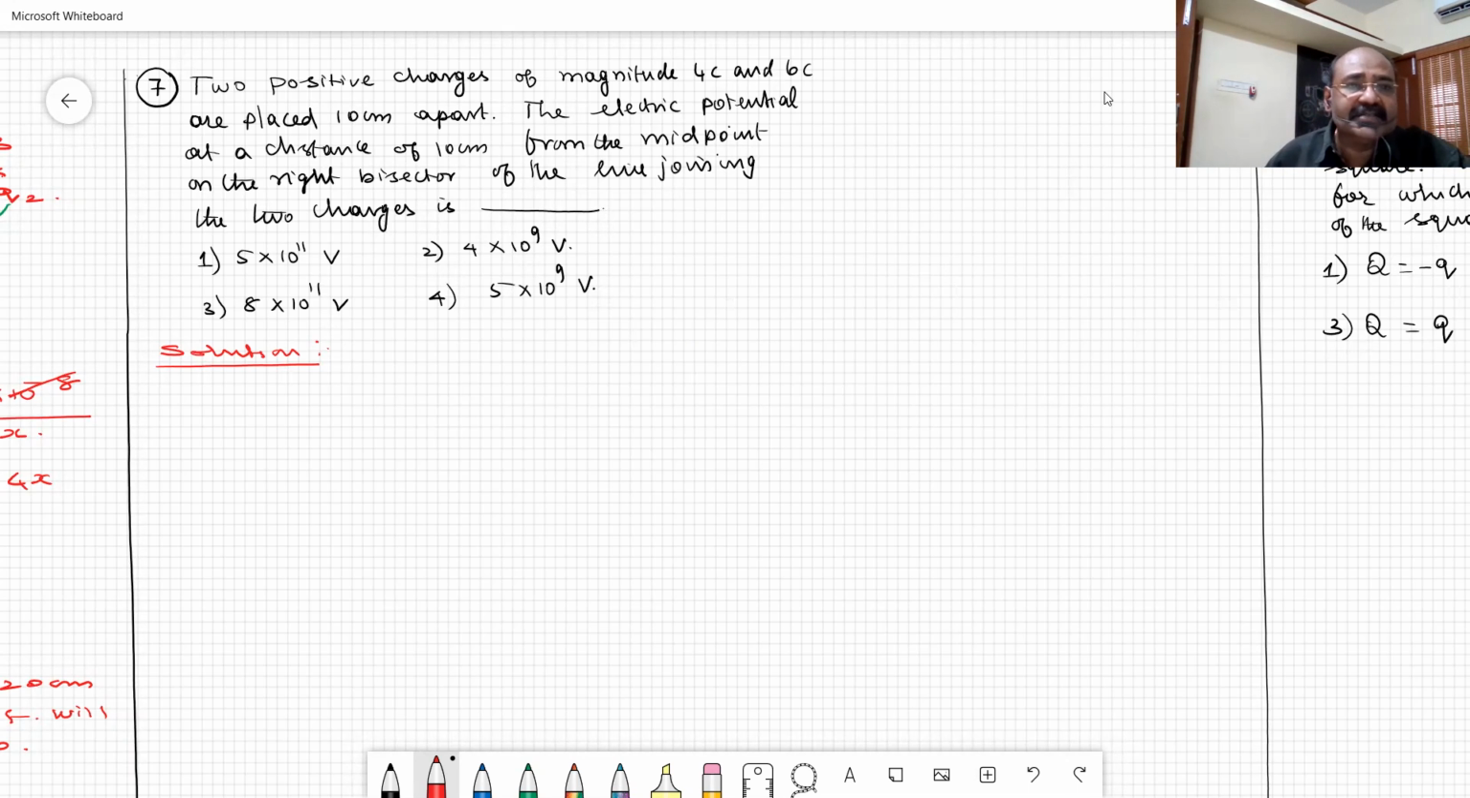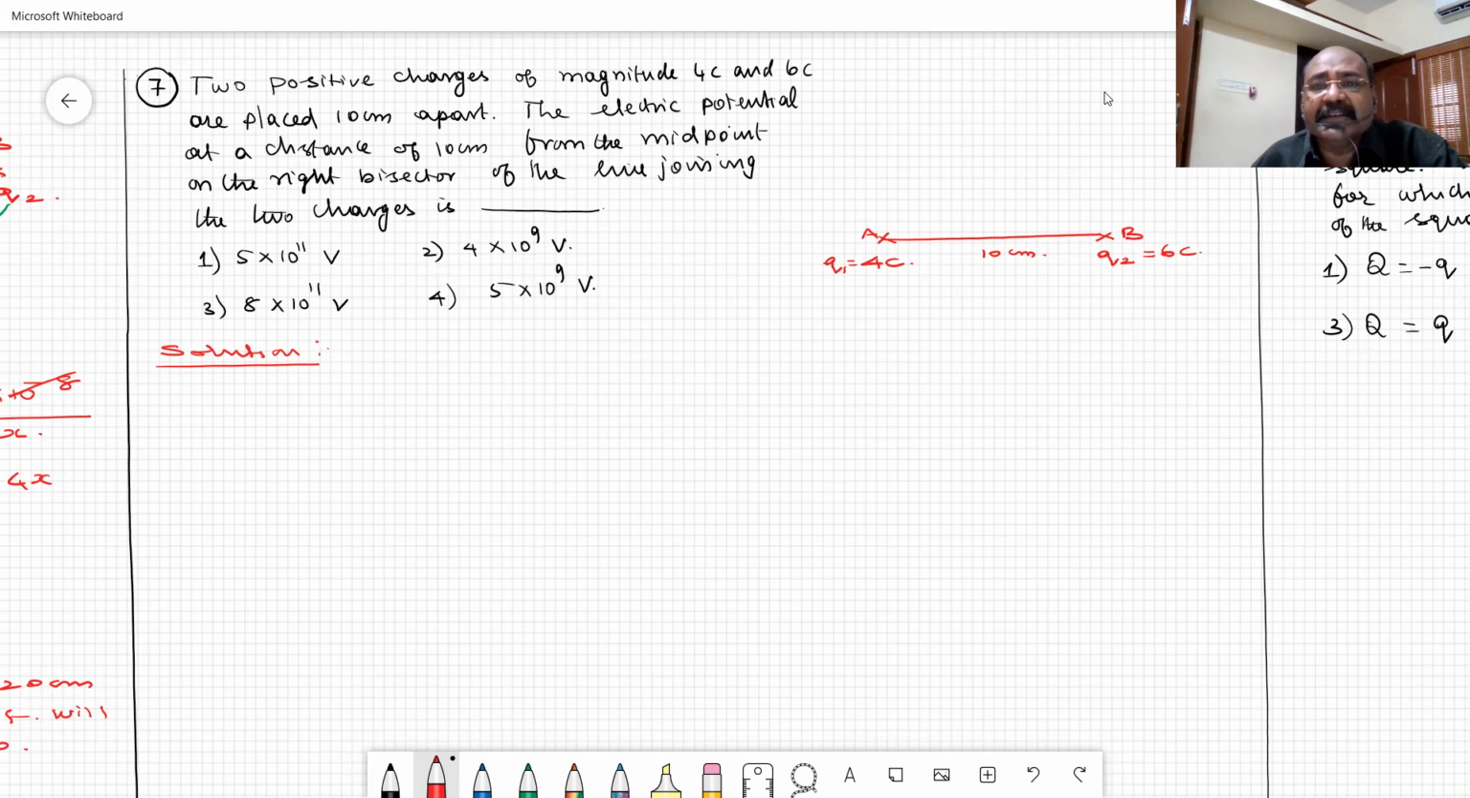See, we are having 2 points. Let us consider one of the points as A, where we have a charge of 4 coulomb. Let us take it as Q1. And another point as B, where we have the charge Q2, which is equal to 6 coulomb. The distance between the two is taken to be 10 centimeter. You are asked to calculate the electrical potential at a distance of 10 centimeter from the midpoint on the right bisector.